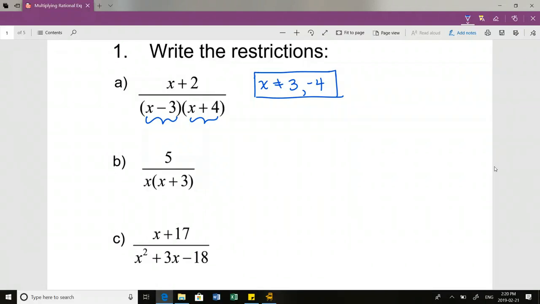Okay, next one, I think we can do this part really easily. Any ideas on that one? 3. Not negative. x cannot be negative 3. And what about this, when I have a single x like that? 1. No. 2. What makes that thing equal to 0? 0, yeah. So x cannot be 0. If it were 1, I would have to have an expression that looks like x minus 1, right? So when I just have a single x out front like that, 0 makes that whole denominator 0, right? Because then I'll have 0 times 3, and that makes the denominator 0.